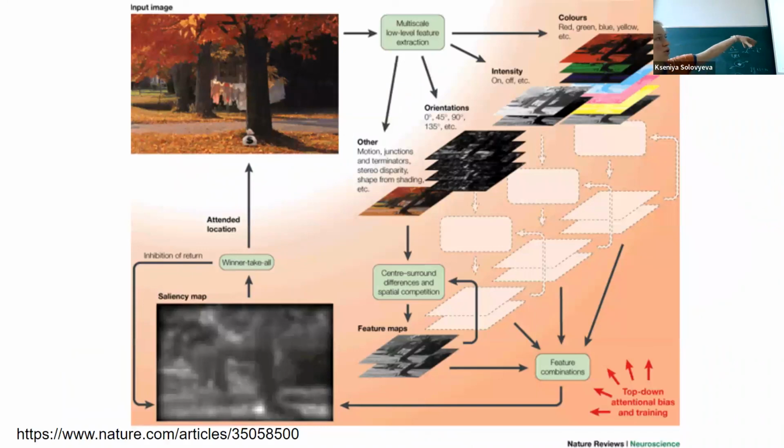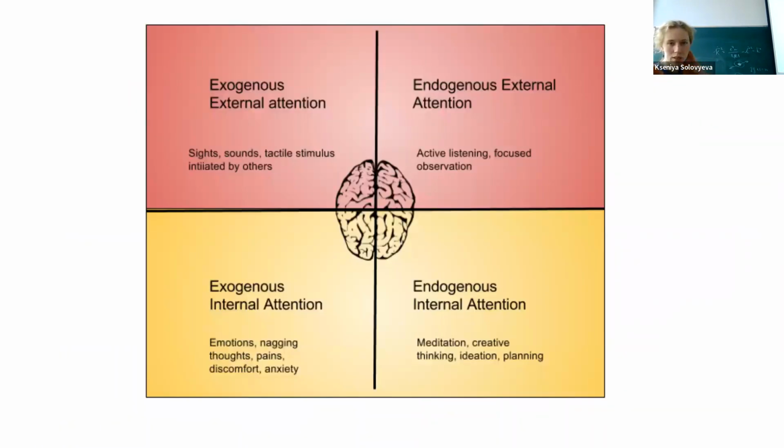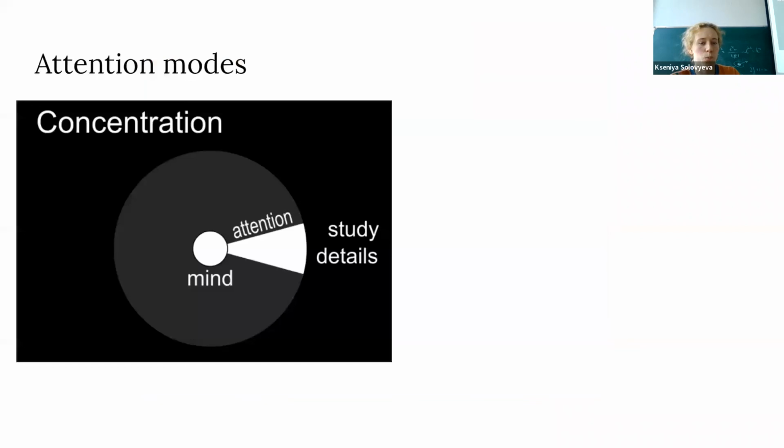And there are a lot of different neural network models which work in such a way. So, for example, with salience maps and with this top-down attention. And some more things about different types of attention. I just want to tell you about two modes I've mentioned and about training the attention.